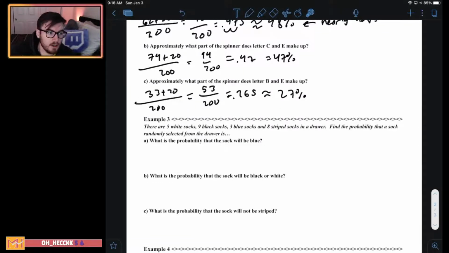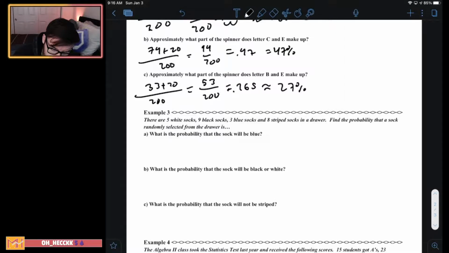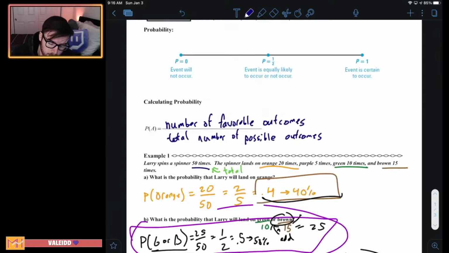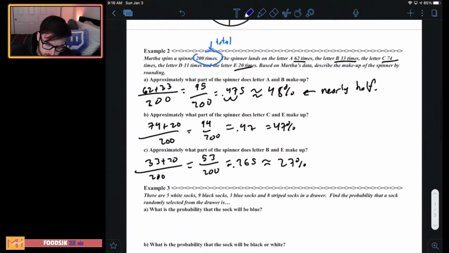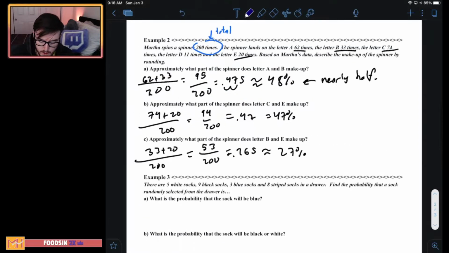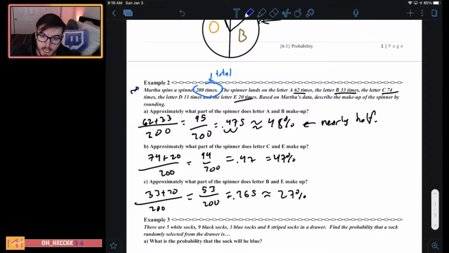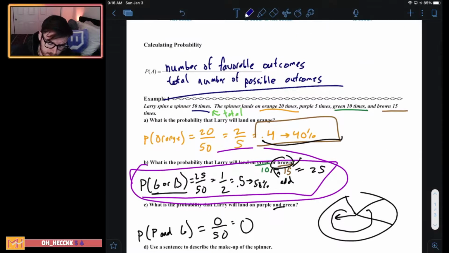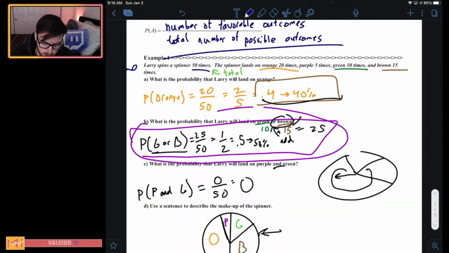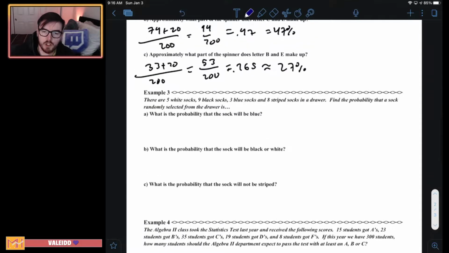Okay, before we get started here, we need to figure something out. And here, let's make this question number 2 of the video. What are the total possible outcomes here? Right, we need to know that. I was not handed that in this situation, right? In the beginning of this problem, they told me, hey, she spun the spinner 200 times, and that's it. That's the total. Hey, Larry spun the spinner 50 times. That's the total. But I'm just told I have a drawer full of socks.